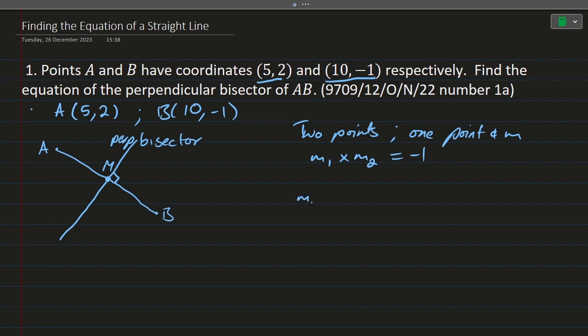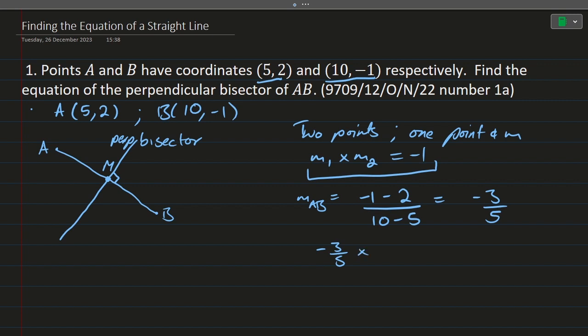So the gradient of AB is equal to -1 minus 2 divided by 10 minus 5. And so our gradient would be -3 over 5. And now we can use m1 times m2 equals -1 to find the gradient of the perpendicular bisector. So that would be -3 over 5 times m2 is equal to -1. So m2 is equal to 5 over 3. So this is the gradient of the perpendicular bisector.